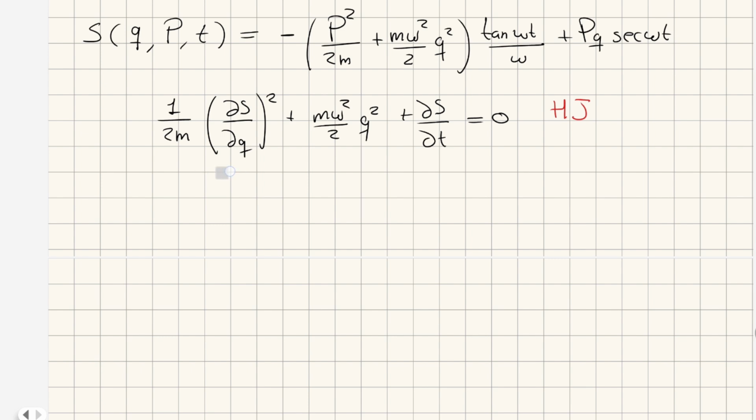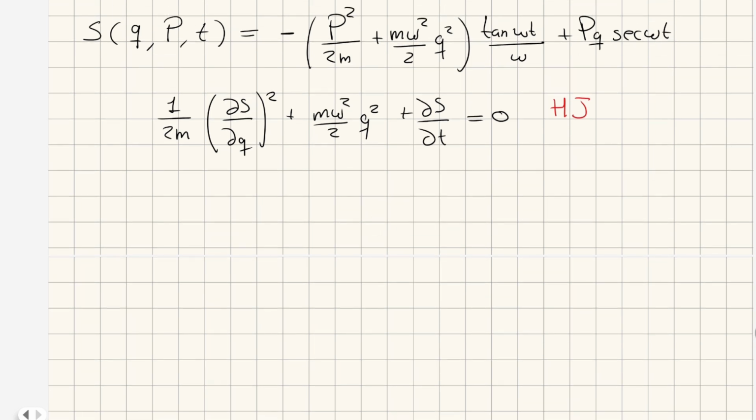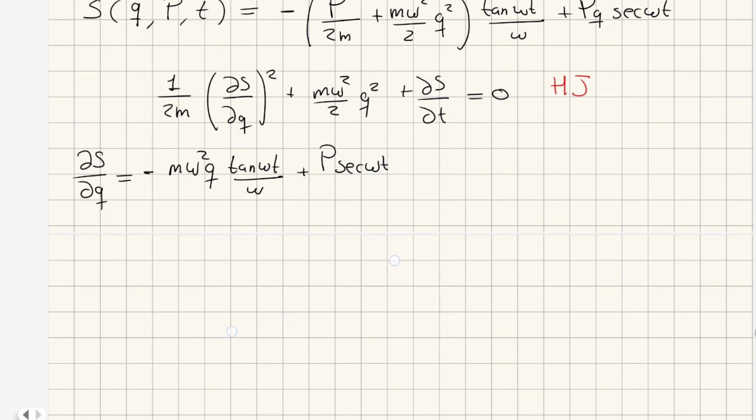So what we are going to do now is to calculate the first term that corresponds to the partial of s with respect to q. If we look at our expression, we see that the partial of s with respect to q is equal to minus m omega squared q, taking the derivative of this term, and it multiplies this term that is a constant, so it will be tangent of omega t divided by omega, and then plus upper P secant omega t. Perfect.